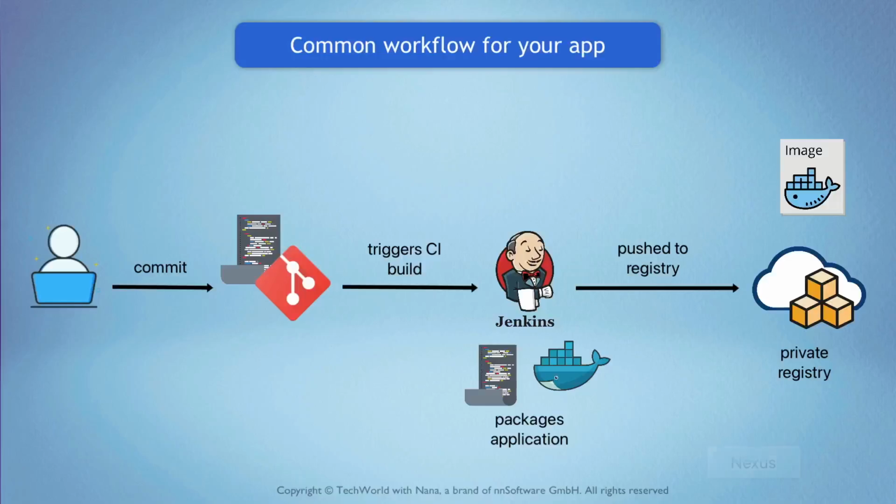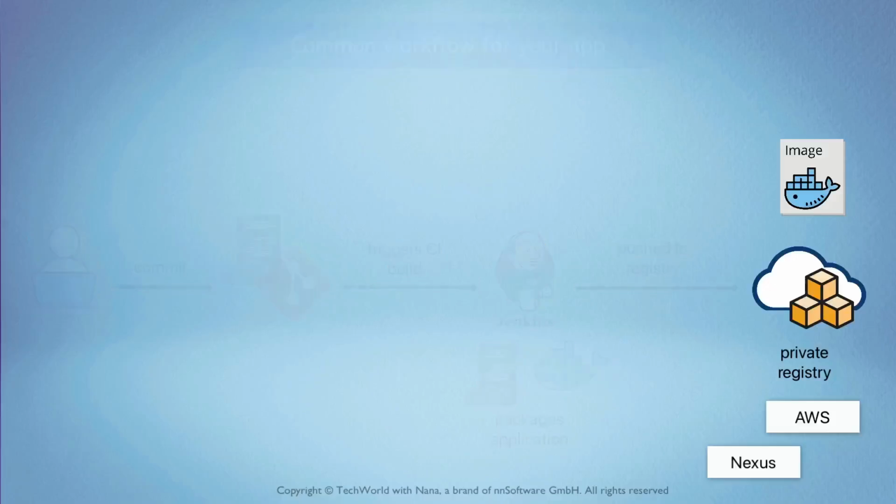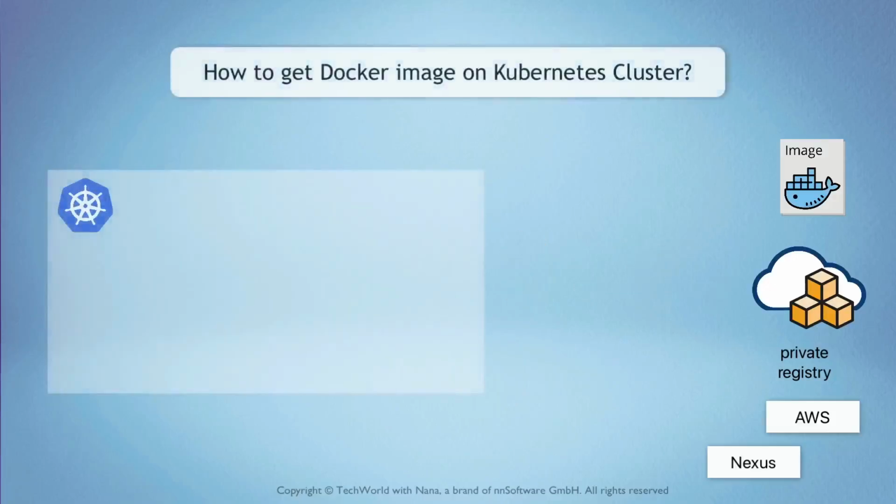And this can be Nexus, it could be AWS Container Registry or some other private Docker repository. And now that you have your Docker image in the private registry, the question is, how do you get this Docker image on your Kubernetes cluster?